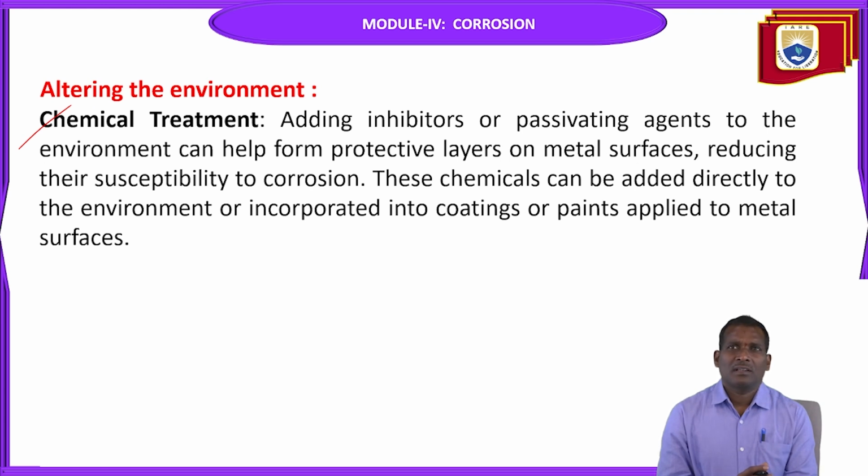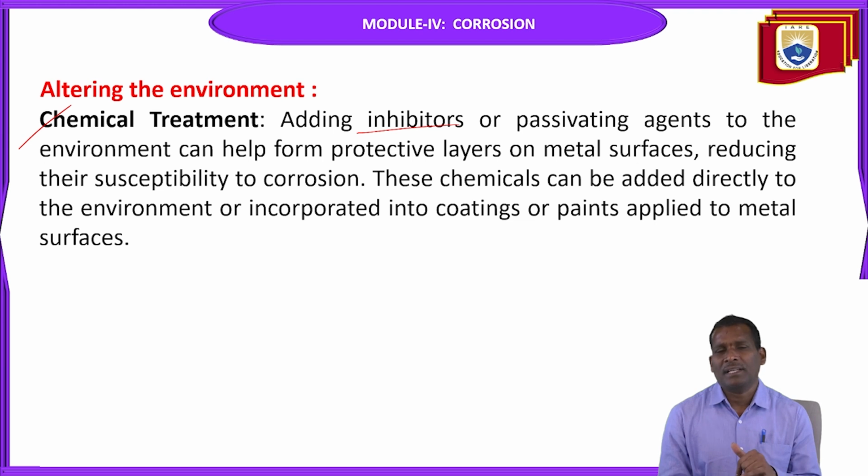Adding inhibitors or passivating agents to the environment can help form protective layers on metal surfaces, reducing their susceptibility to corrosion. So these chemicals can be added directly to the environment or incorporated into coatings or paints applied to the metal surfaces. By adding inhibitors or some passivating agents, you can protect the metal surface, so you can reduce the susceptibility to corrosion.